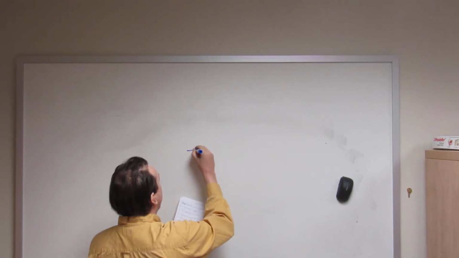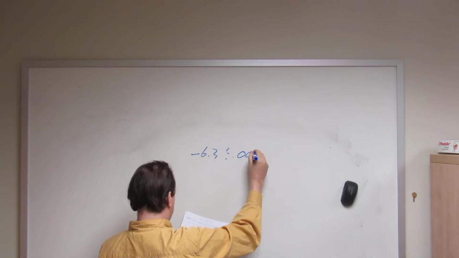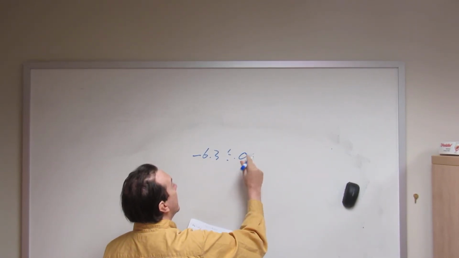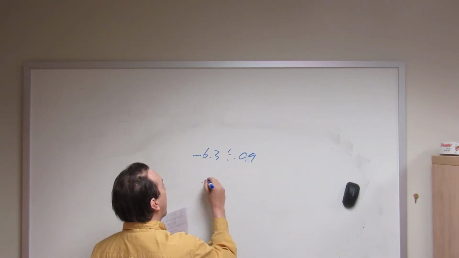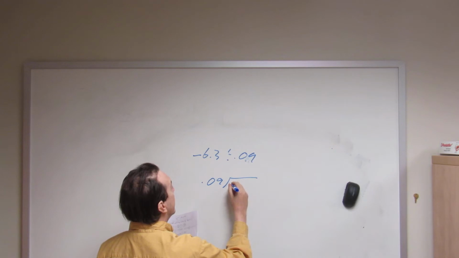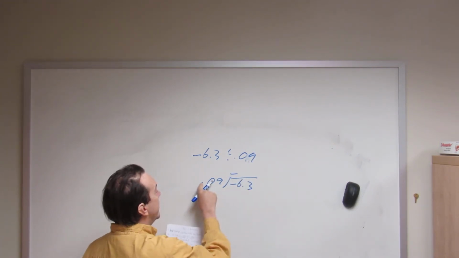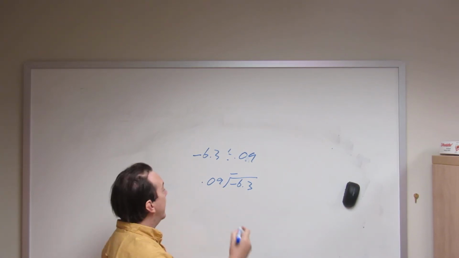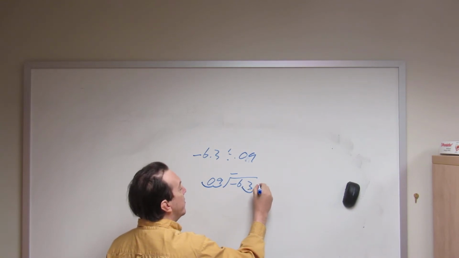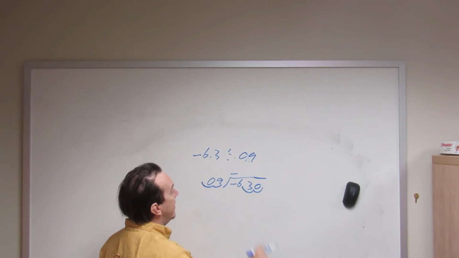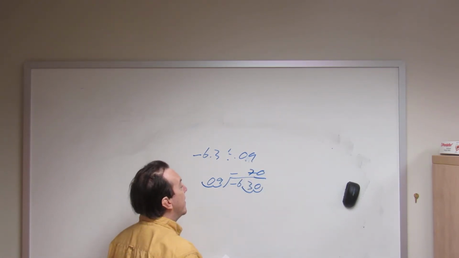Next, let's say we have negative 6.3 divided by 0.09. What we'll do is change it into long division. 0.09 into negative 6.3. We know we're going to have a negative. We want to move this decimal over so that there aren't any numbers after it. So 1, 2. We did that. 1, 2. So now we're going to have 9 into 630. So we have negative 70.